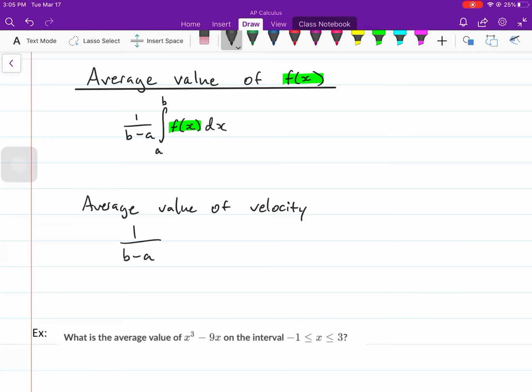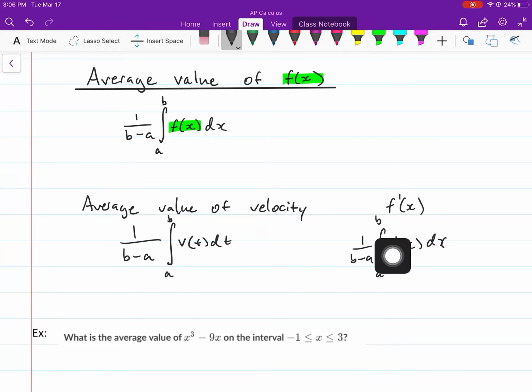Then instead, what would you integrate? You would be integrating velocity because that's what you want the average value of. Or if you want the average value of, let's just say instead, f prime, then you would be integrating f prime of x. So whatever you want the average value of, you're going to integrate that particular function.